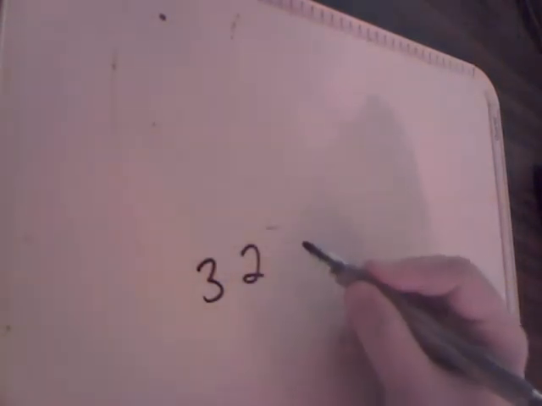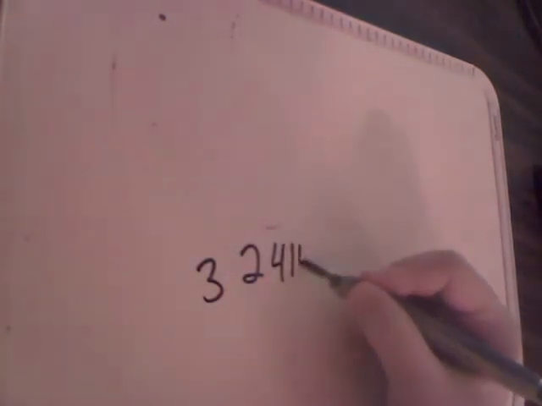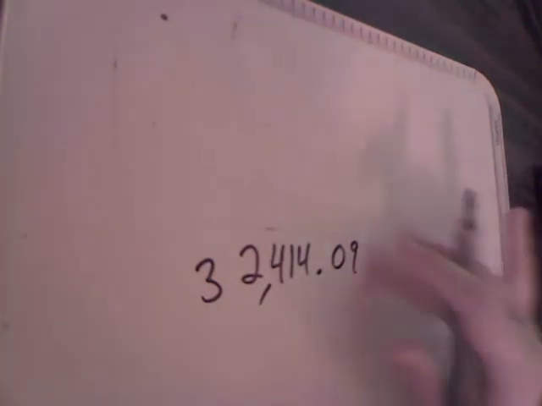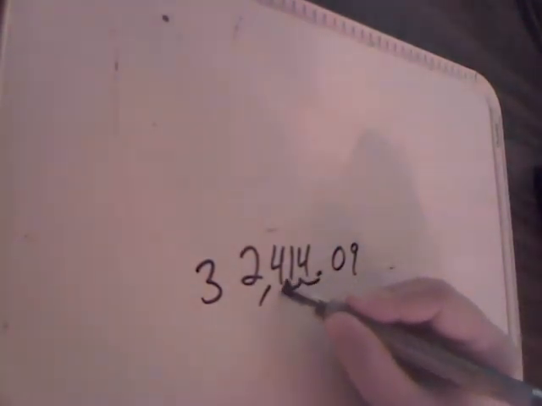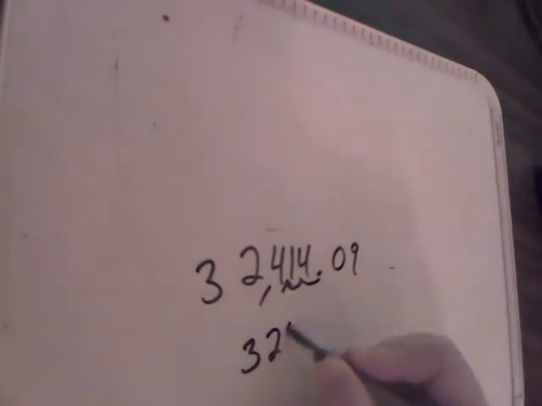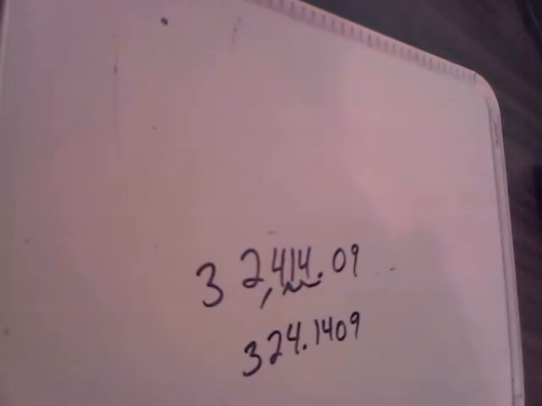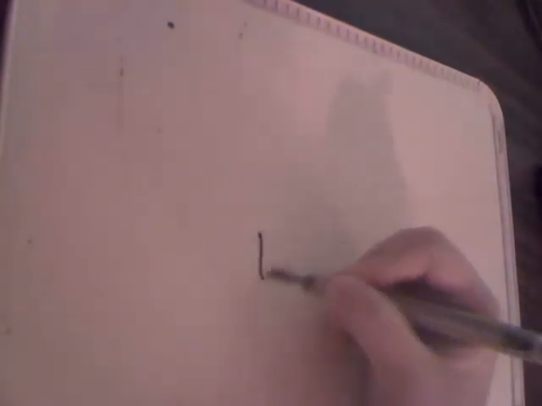Let's take a look at a bigger number. Let's take a look at 32,414.09%. Huge number with a comma. Percent sign disappears. Decimal sign runs looking for him. Ends up here. So now we have 324.1409.